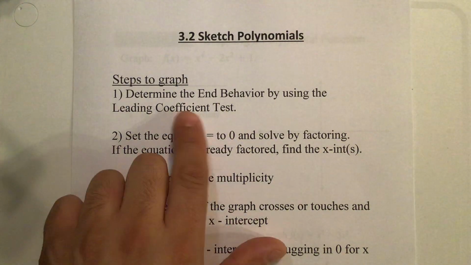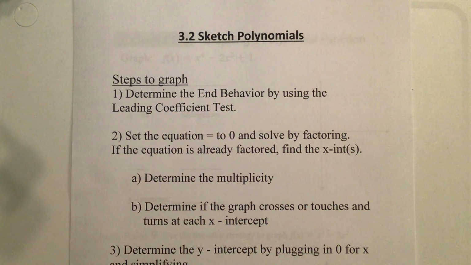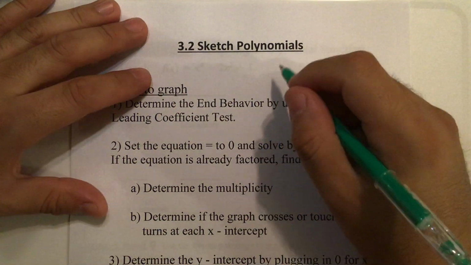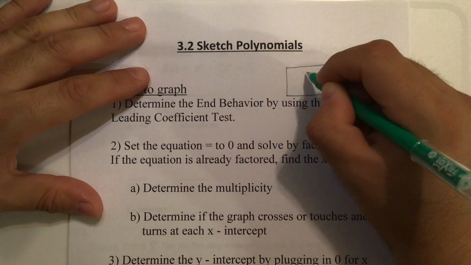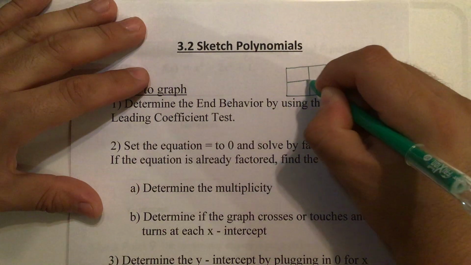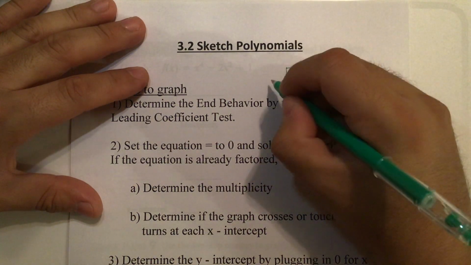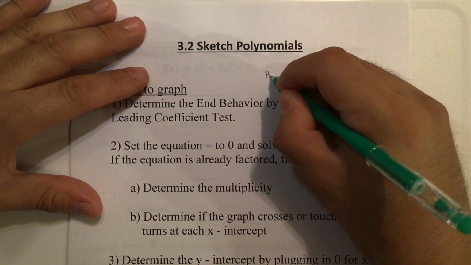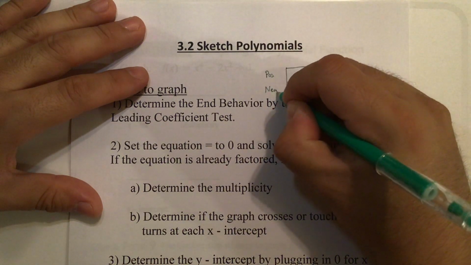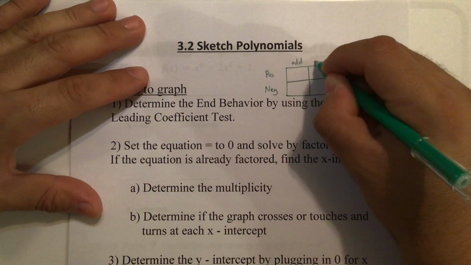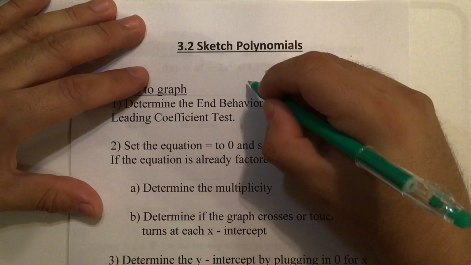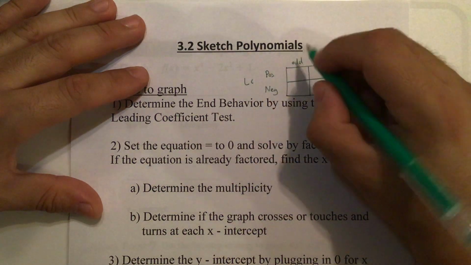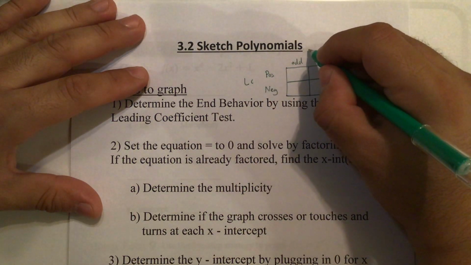So for step one, you're going to determine the end behavior by using the leading coefficient test. And that's where we had that little chart. Let me see if I can draw that here for you. So I think this was positive and negative, and then we had odd and even. And again, we're talking about the degree. So positive, negative is the leading coefficient, and odd and even is representative of the degree.